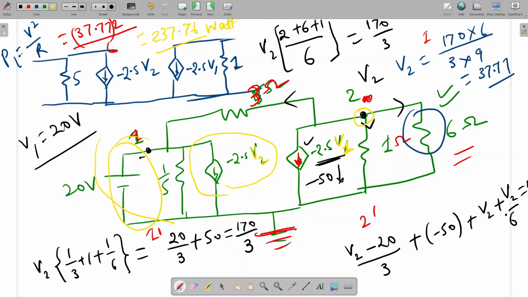Is it clear? Yes, sir. This type of method you can apply to any two-port network. I suggest to all of you, for any two-port network question, either a maximum power transfer theorem question or any other, if you go this way, confusion will not be there, and you can get the answer easily in one step. Sir, this process is very easy.